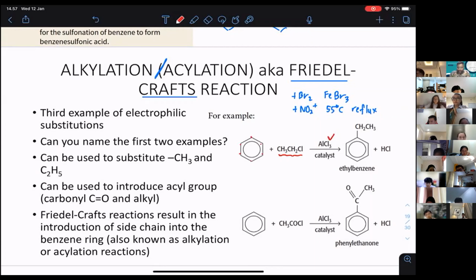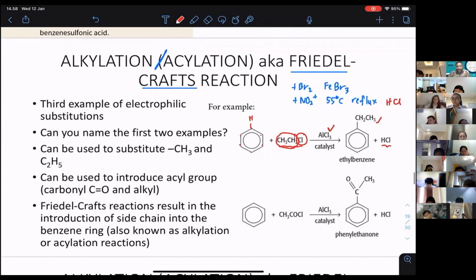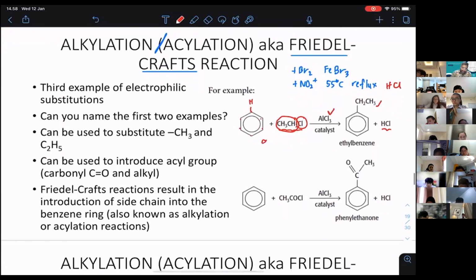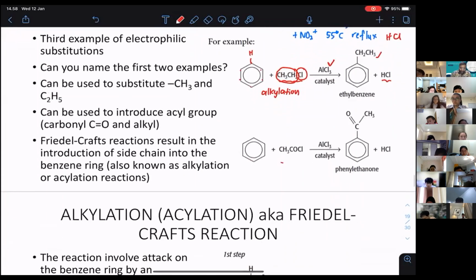So what happens? They just take this part and come over here. The H that used to be here comes out, and the Cl joins with the H over there. They give you HCl. Quite simple. This is known as alkylation. You can also do the same thing with an acyl group.